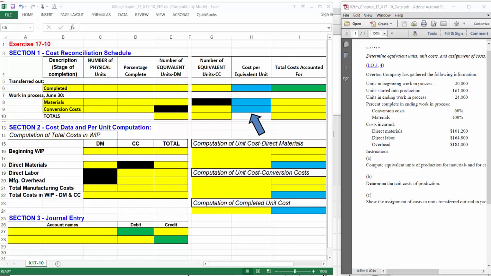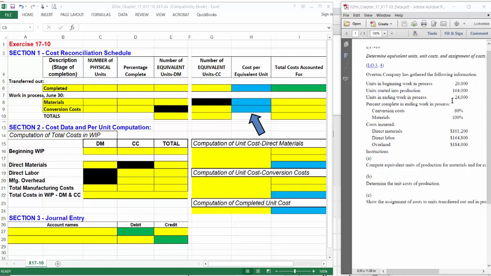In this video, we'll take a look at how to solve a relatively straightforward process cost problem. This comes from our textbook, Exercise 17-10. The problem reads that the company had units in beginning work in process, and units started into production, of 20,000 and 164,000. That means between these two, they were working on 184,000 units of product.